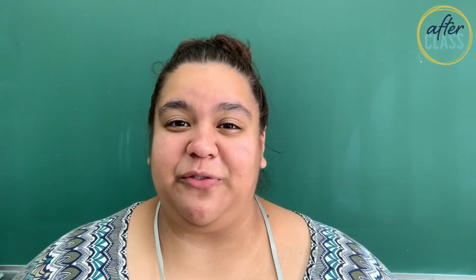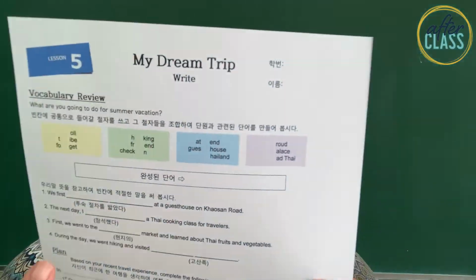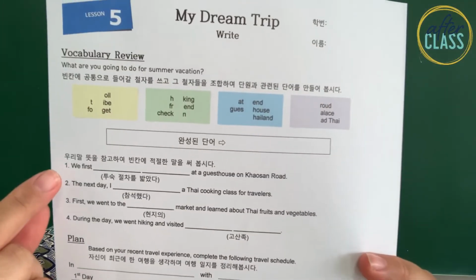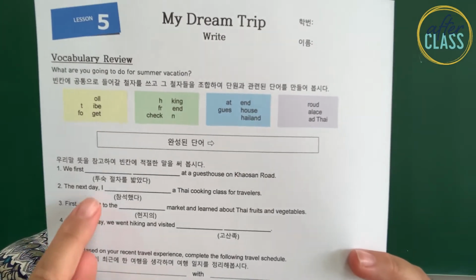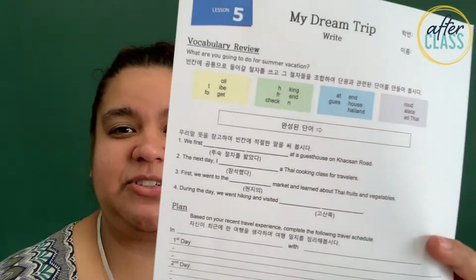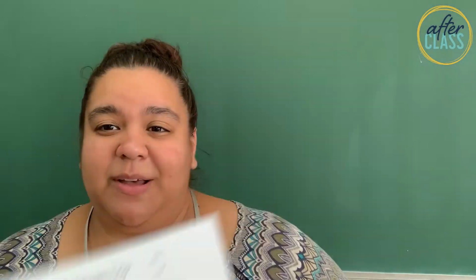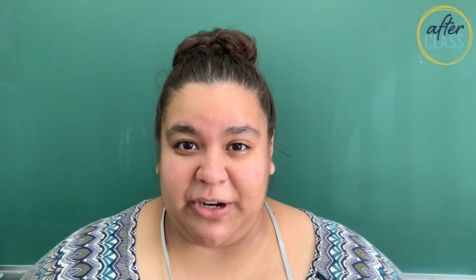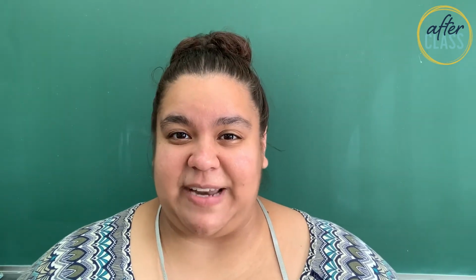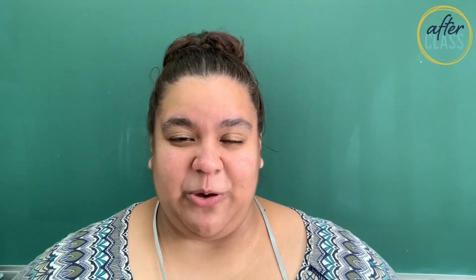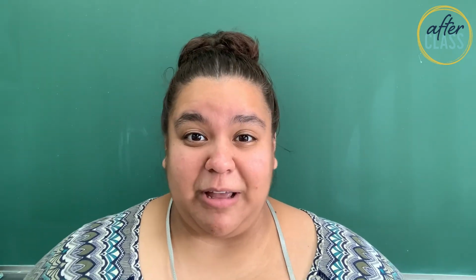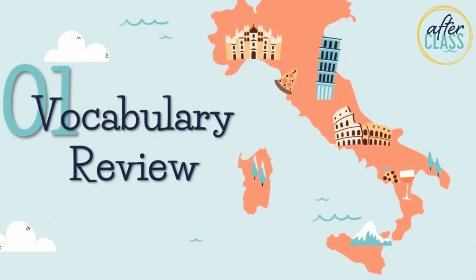Part 2 of your vocabulary review is to fill in the blank. On numbers 1 through 4, you have the Korean words and you're going to translate it to English. So that is your vocabulary review on your worksheet. Go ahead and pause the video now to finish your worksheet. When you're done, go ahead and press play. So, go ahead, start your worksheet.